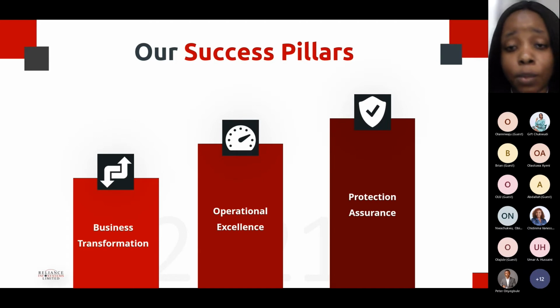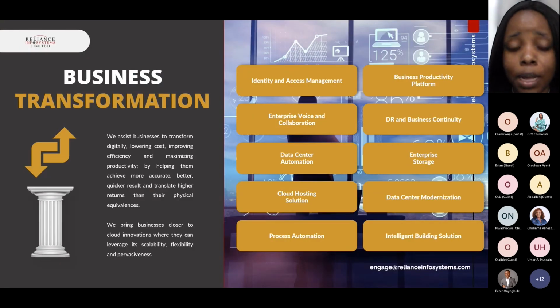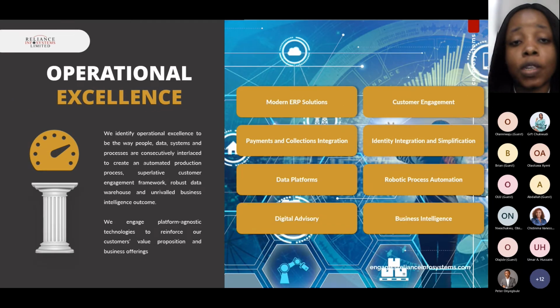We have the business transformation pillar, the operational excellence pillar, and the protection assurance pillar. I'll quickly touch on them. With the business transformation pillar, we help businesses to transform digitally, thereby helping them to lower their costs, improve efficiency, and maximize productivity. We have certain solutions that help us achieve this. We have identity and access management, the business productivity platform, enterprise storage, and data center modernization, to mention just a few. Then we have the operational excellence pillar.